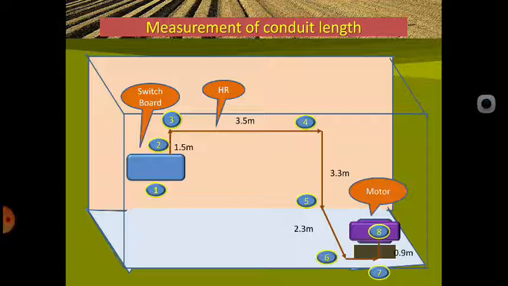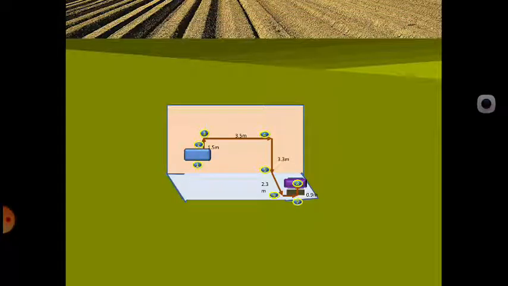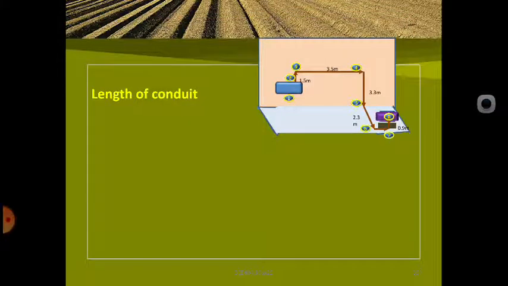Now the total length of conduit is required from points 2 to 8. What is the distance between these two? That is from the starter to the motor. What is the length? We are going to provide it as per our diagram. We are going to calculate. Now let us see this one. Based on this diagram, we are going to calculate the length of the conduit.